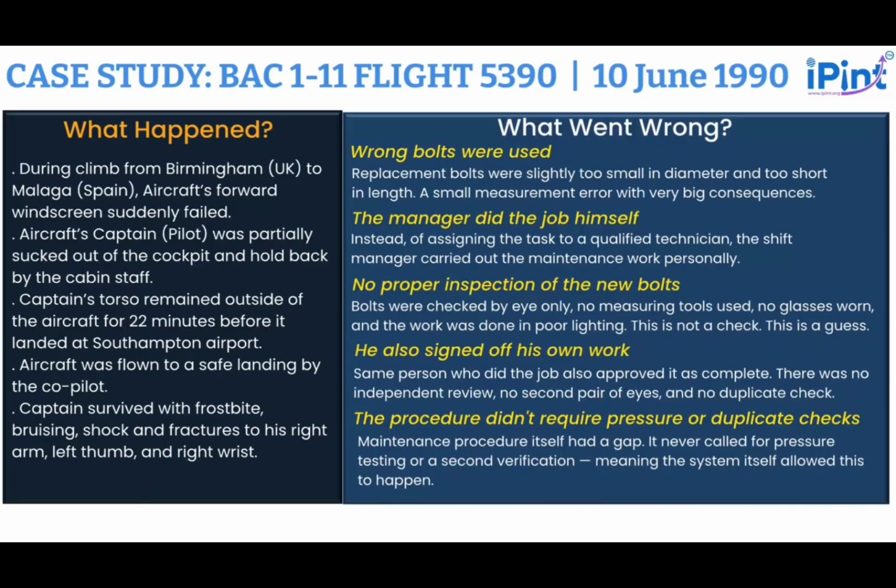This is why independent checks matter. This is why proper tools, proper lighting, and proper procedures matter. And this is why no one should ever sign off on their own safety-critical work. This is why human factor is significant.